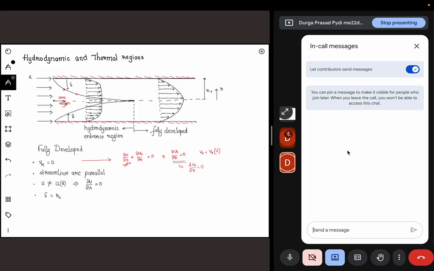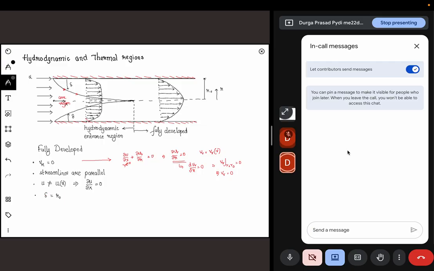And what are my boundary conditions? If I take any one of the boundary conditions, the velocity at the wall has to be 0. So if V_R at R equal to R naught is 0, and I want the derivative to be 0 and the function has to be 0 at the wall, that will only mean that V_R has to be 0 everywhere. So under fully developed conditions, we have V_R equal to 0, and for the horizontal velocity we have del U del X equal to 0, and the hydrodynamic boundary layer thickness will be equal to R.